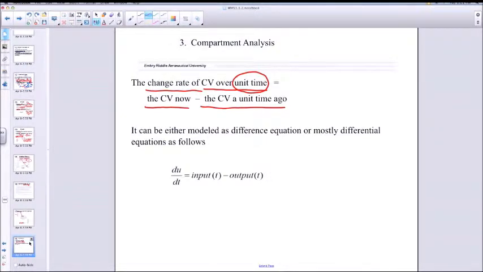But this change right now and a moment ago in mathematics is a derivative, right? The change rate per unit time is defined as the derivative of the change in the continuous model. That's why we say it is called continuous. And then how did it change? It changed from the input, subtract from the output. Well, that's obvious, but that's the starting point.